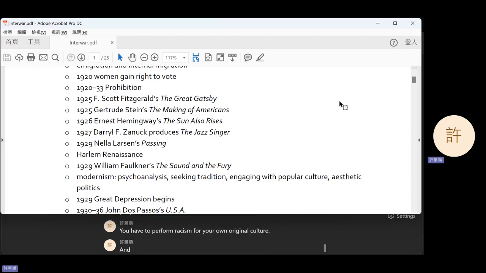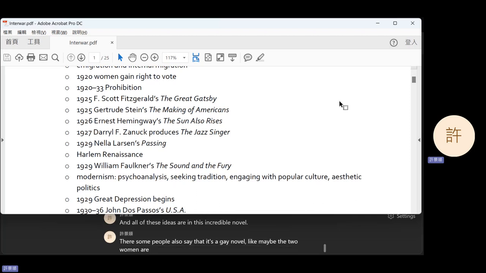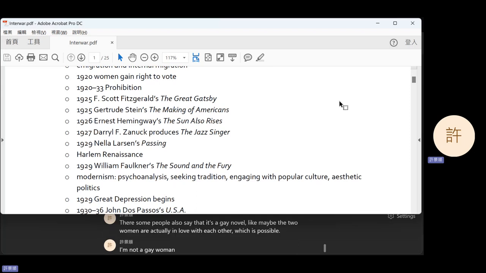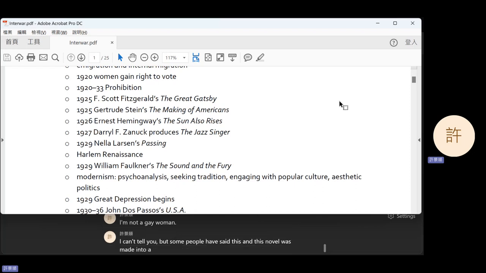And all of these ideas are in this incredible novel. Some people also say that it's a gay novel, like maybe the two women are actually in love with each other, which is possible. I'm not a gay woman, I can't tell you. But some people have said this. And this novel was made into a movie about 2 years ago.